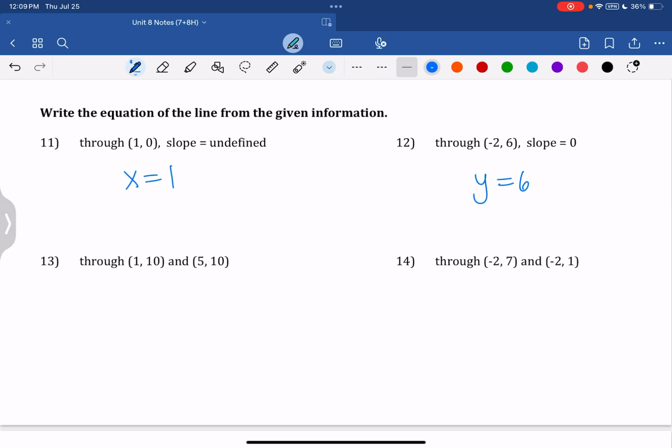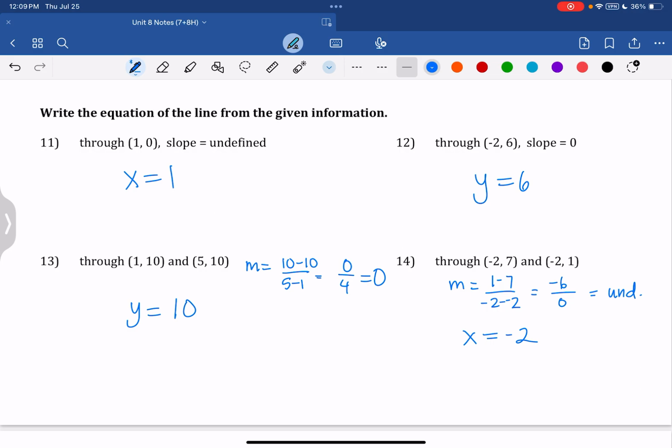Ooh, this one's a little tricky. So we have our slope. When we find our slope, we have 10 minus 10 over 5 minus 1. So that's 0 over 4, which is 0. When we have a slope of 0, it's y = our y-coordinate. This one, when we find our slope, we have 1 minus 7 over -2 minus -2. It's -6 over 0, which is undefined. So if we have an undefined slope, then it's x = our x-coordinate. So x = -2.